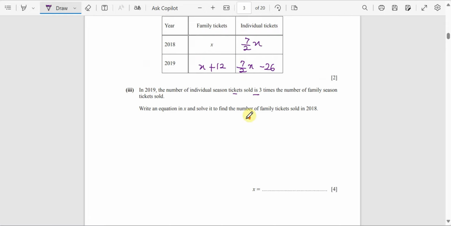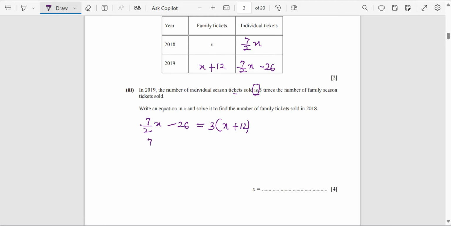The number of individual season tickets sold is, so what do we have? Number of individual tickets sold in 2019, that's 7 over 2x minus 26. The word 'is' means equals, so that equals 3 times the number of family tickets sold. So we have written the equation and then we can solve.